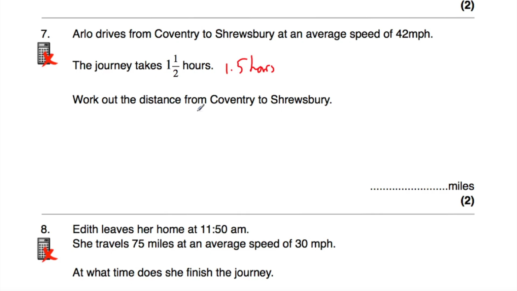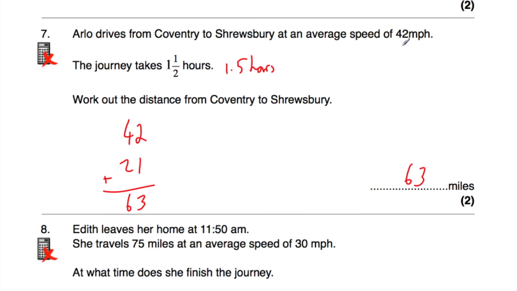So if we want to find the distance, well, it's 1.5 hours. That's going to be one lot of 42 because it's 42 miles every hour. So we've got 42 miles. That's for the hour. And then we've got half an hour. Well, it's 42 miles per hour, so in half an hour, the car would travel 21 miles. And then if we add them together, 42 plus 21 is equal to 63. So that means that Arlo has driven 63 miles.